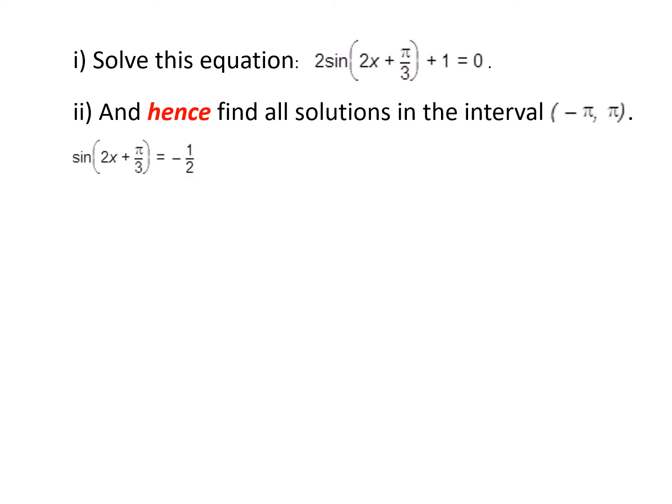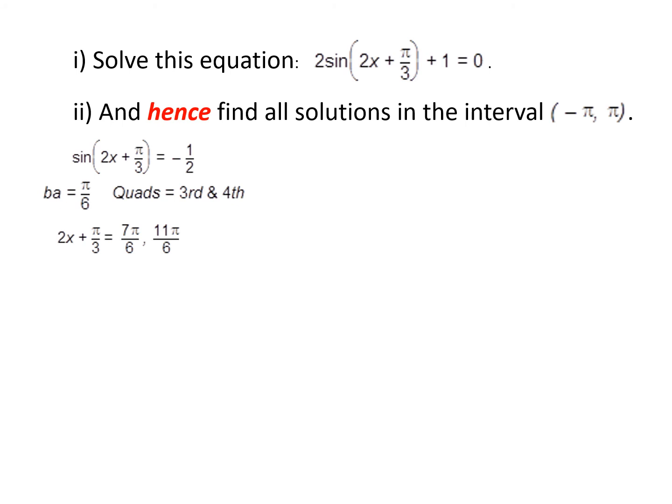As always, move all terms to the other side of the equation. You're solving for the argument of the function, 2x plus pi on 3. Basic angle pi on 6, quadrants obviously third and fourth, sign being negative. So we set up our third quadrant and our fourth quadrant solutions with respect to the argument.